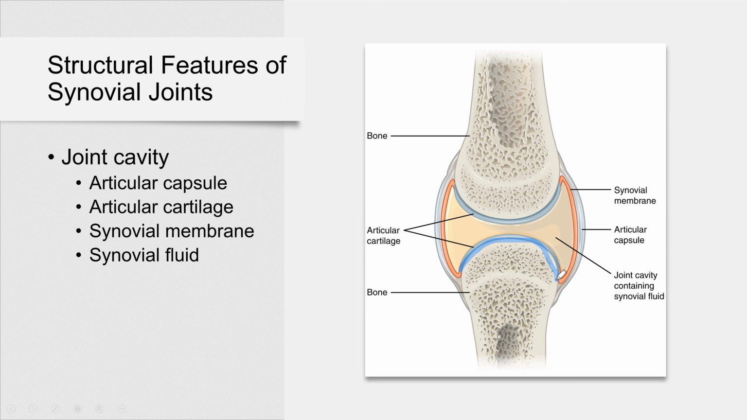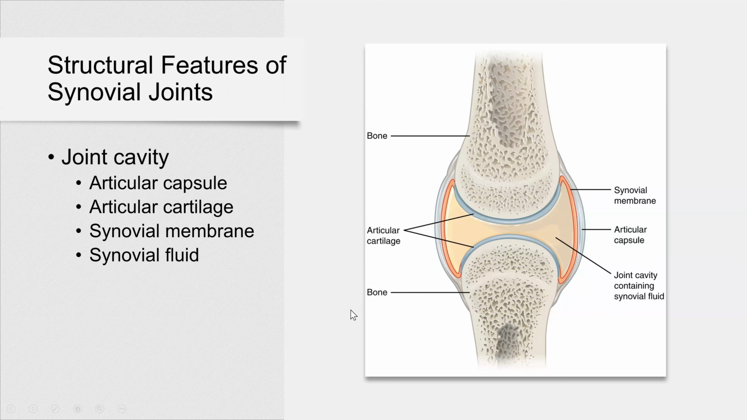So what do we have? We have joint cavity, right? So the whole thing over here is the joint cavity, made of articular capsule, right there, articular cartilage, synovial membrane, right there, and synovial fluid inside.